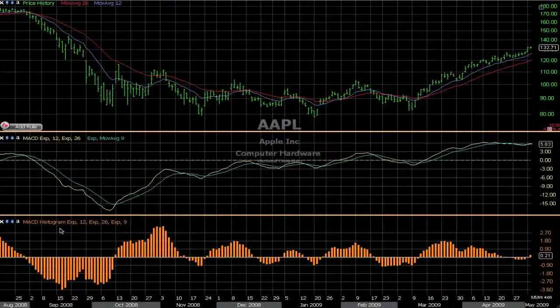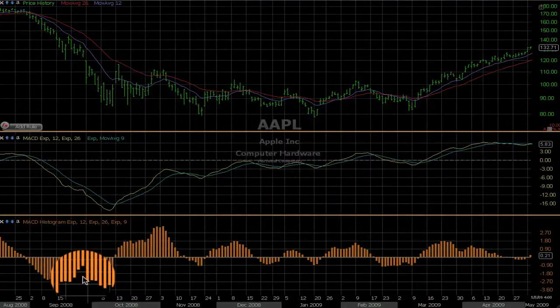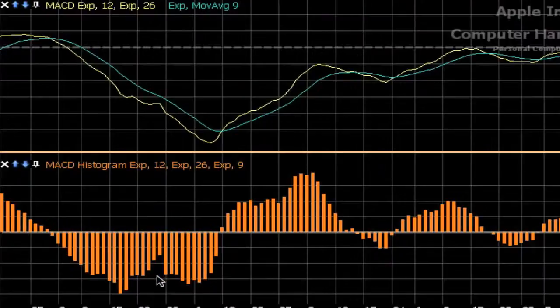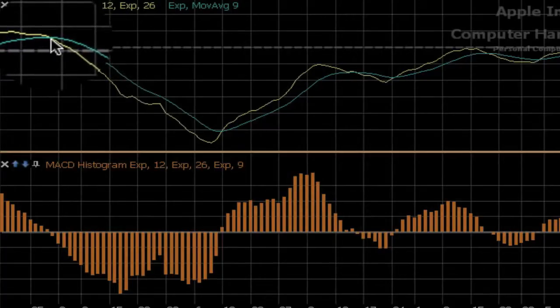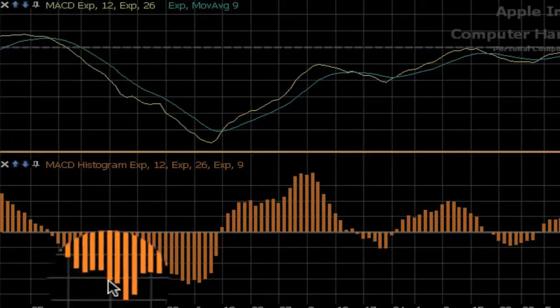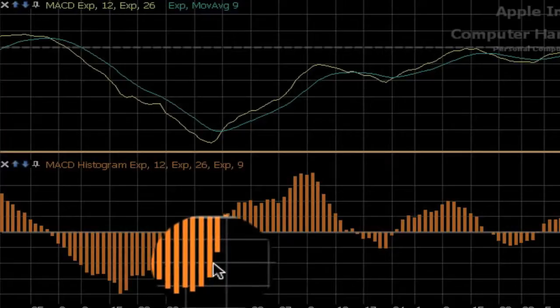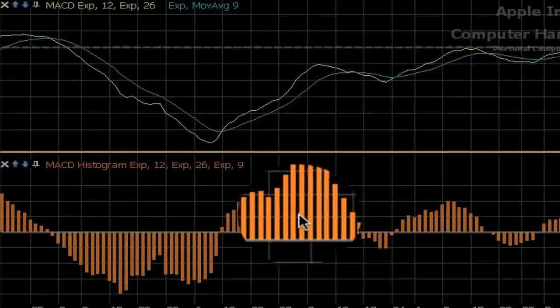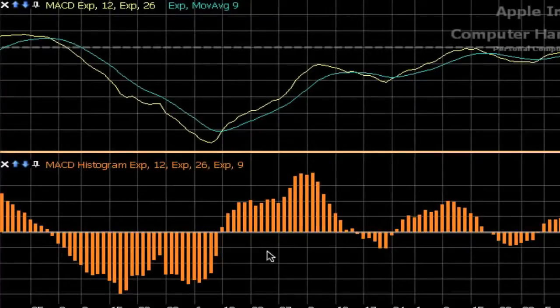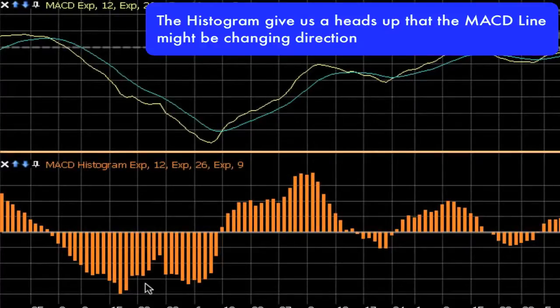Usually when you have a MACD plotted on your charts, you will also have a histogram plotted on. You see this here. The histogram tells us the momentum between the MACD line and the trigger line. When the MACD line is underneath the trigger line, you will have a negative histogram. When the MACD line is above the trigger line, you will have a positive histogram. We can use this histogram to tell us whether the momentum is increasing or decreasing.